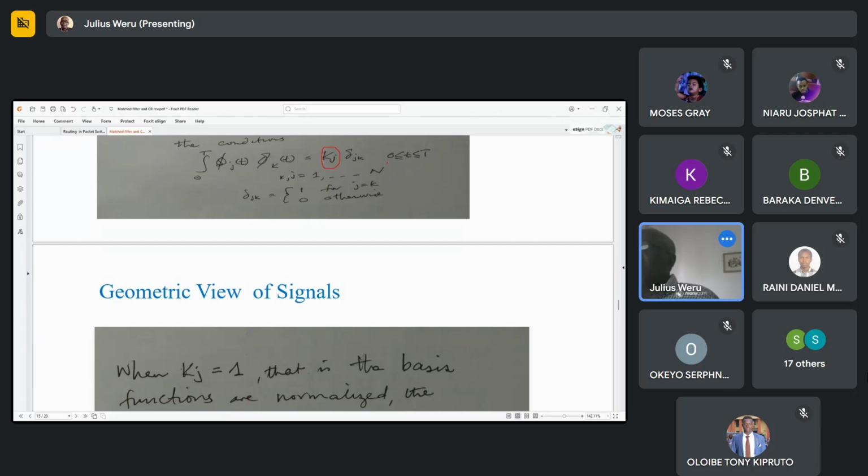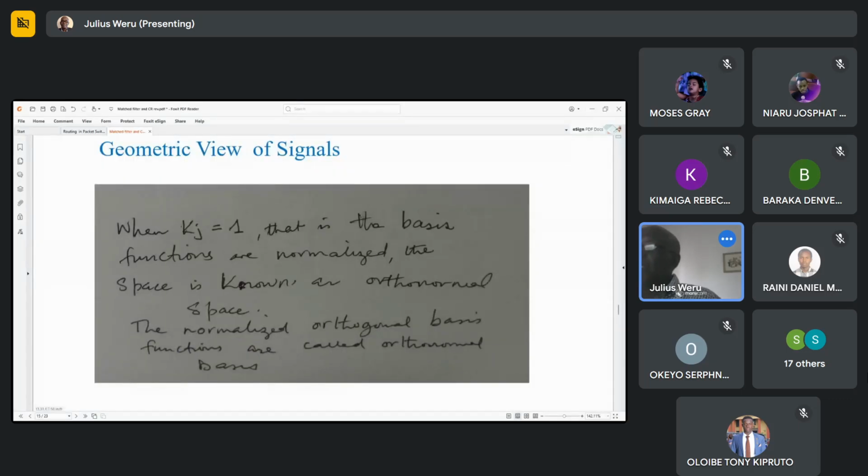then we don't talk about the orthogonal basis functions, we talk about the orthonormal basis functions when you normalize. So it becomes the orthonormal space. When the functions are normalized, the space is no longer known as orthogonal space, it's known as the orthonormal space. And the normalized orthogonal basis functions are called orthonormal basis.